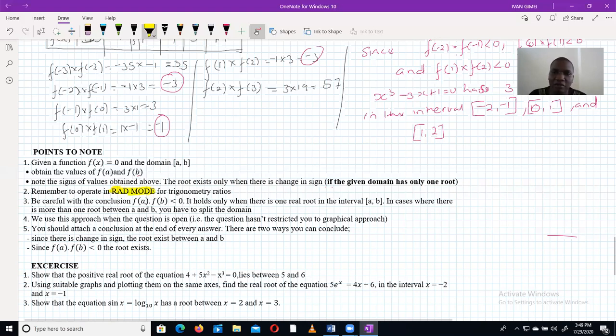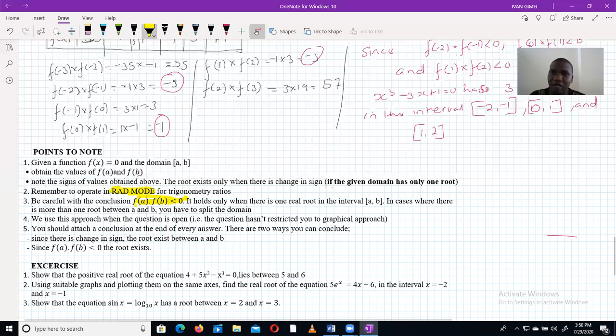Then be careful with the conclusion. Of course, we shall always say since there's a change in sign, the root exists. Sometimes the sign may not change, but there is more than one root. So be careful with the conclusion f of a times f of b. It holds only when there is one real root in the interval a, b. In cases where there is more than one root between a and b, you have to split the domain, like we did with the last part, because they were telling us to locate roots.